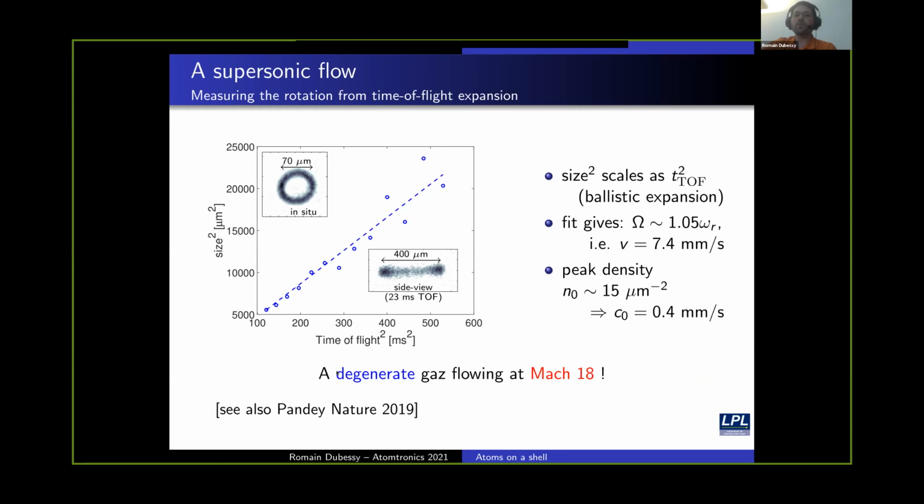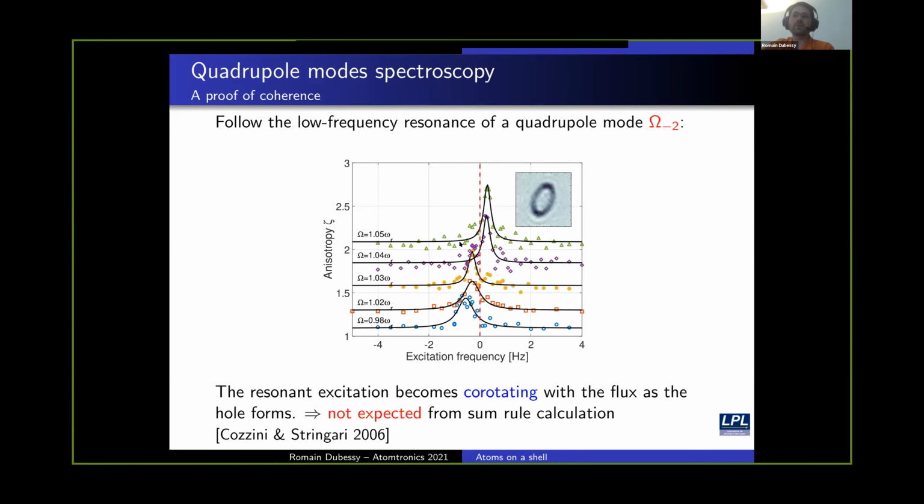So we get a BEC, a superfluid that is flowing at Mach 18 with respect to its own speed of sound. And we heard already something about this kind of hypersonic motion in atomic waveguides last week in the talk by Wolf von Klitzing. So here, I would just like to show you why I say it's a degenerate gas, because we have probed, in some sense, the coherence of this system by performing a quadrupole mode spectroscopy.